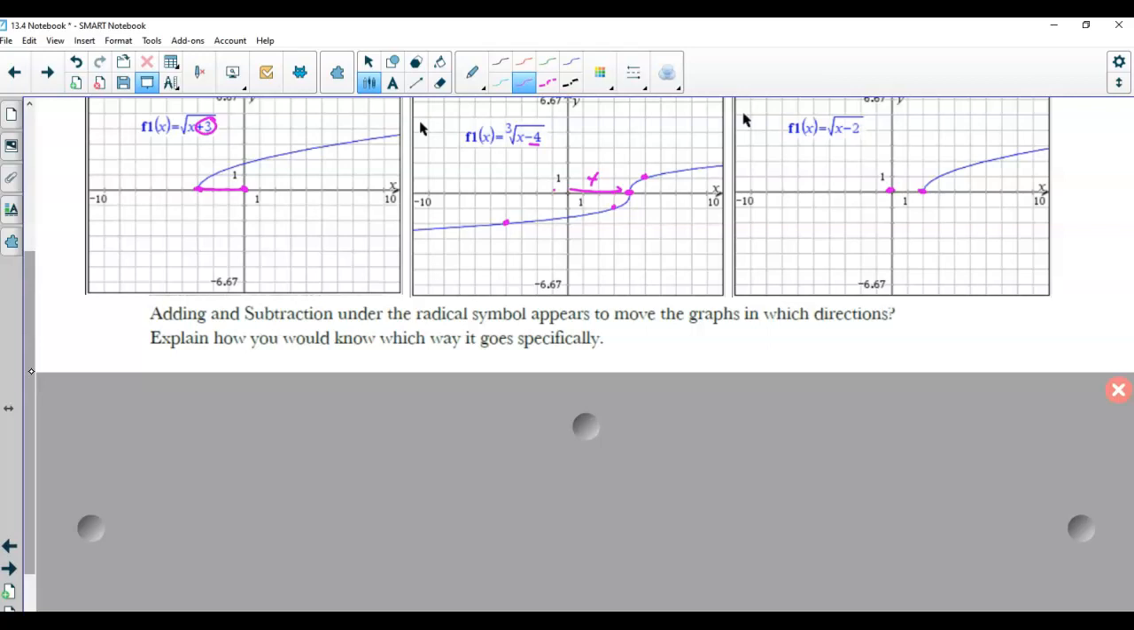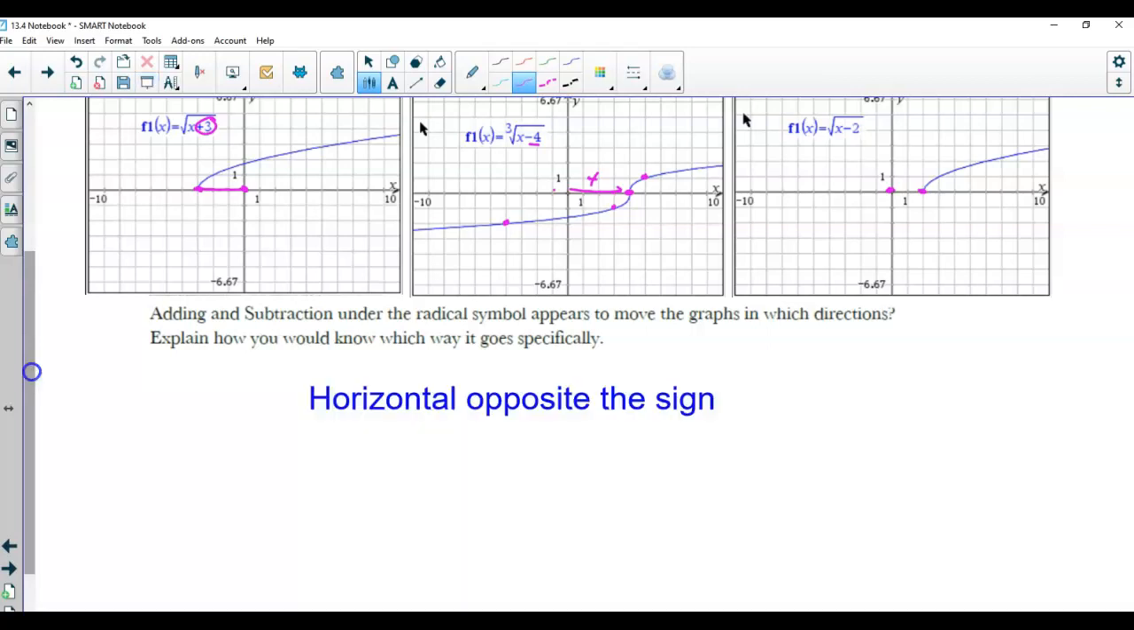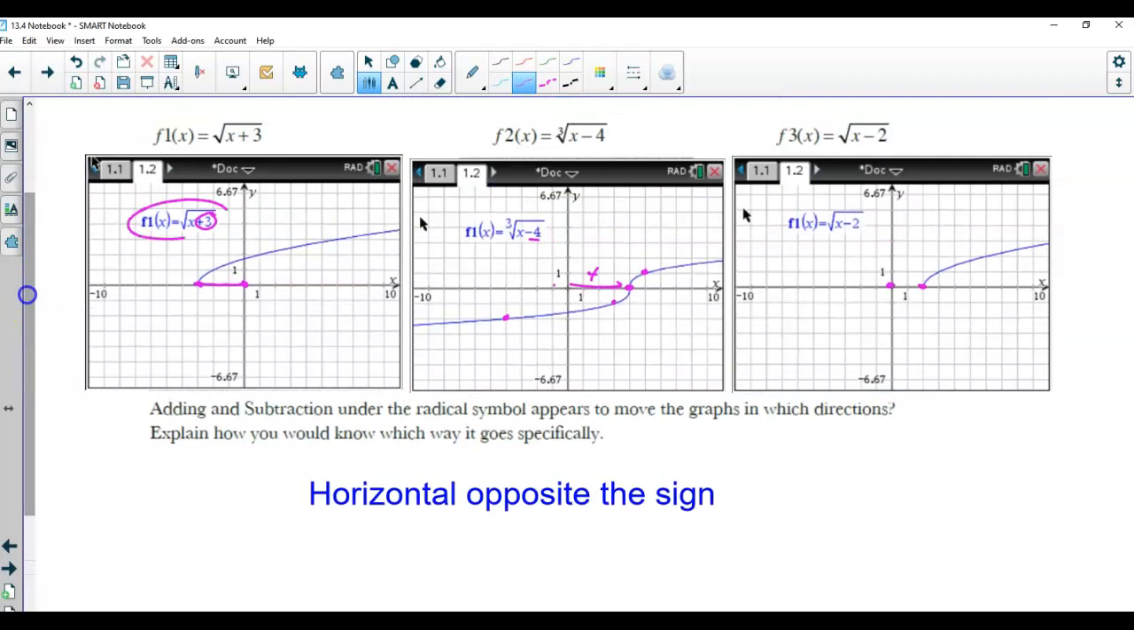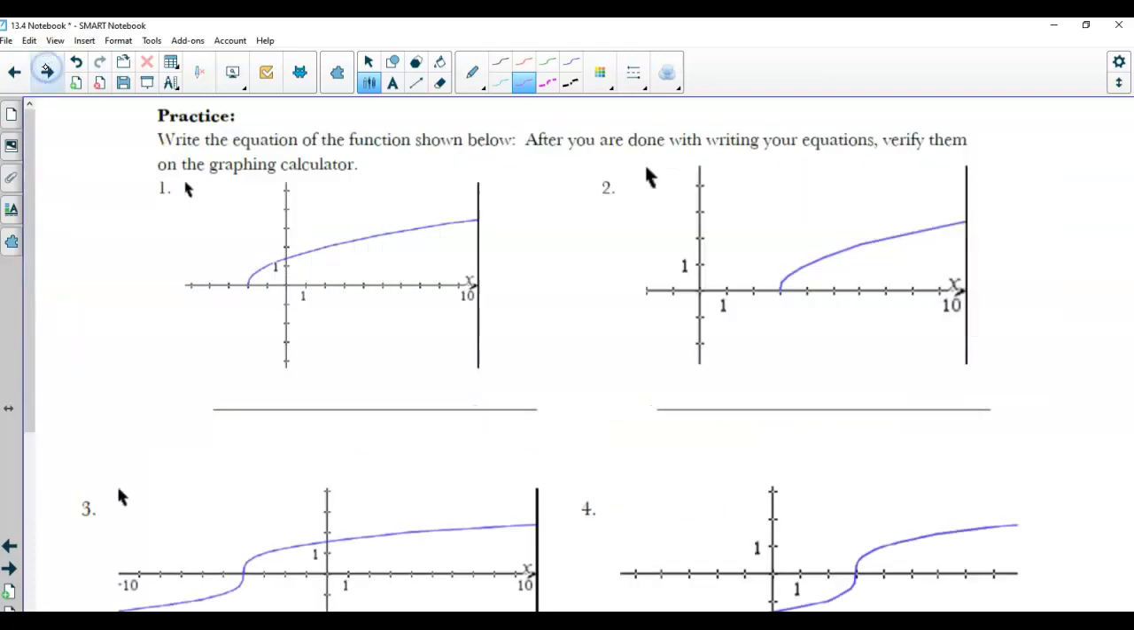Okay, explain how you know which way it goes. Well, it is a horizontal transformation, inside opposite. Okay, so that was a +3 in there. So rather than going 3 towards the positives, we went 3 to the negatives. Rather than going 4 to the negatives, we went 4 to the positives. Rather than going 2 to the negatives, we went 2 to the positives with our starting point, okay? Well, what happens in the next one?